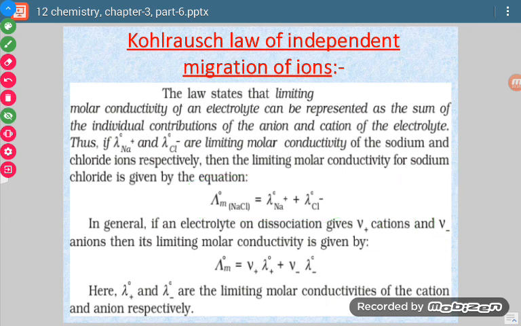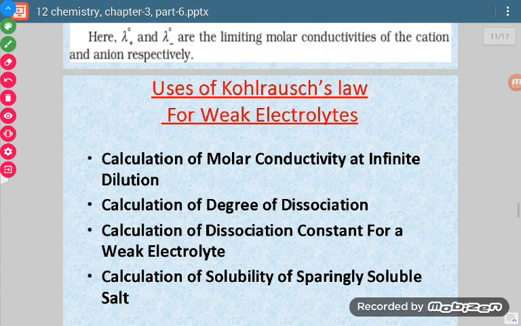Now let us suppose that a particular electrolyte gives V positive cations and V negative anions. Then limiting molar conductivity will be equal to V positive times the limiting molar conductivity of the positive ion plus V negative times the limiting molar conductivity of the negative ion. So this is our Kohlrausch law.